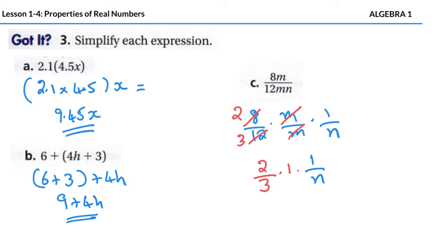So now I can use 2 over 3 times 1 over n times 1, which is going to be 2 over 3n. Since if I multiply this with 1, I'm getting the same thing. Which property? Identity property of multiplication. Good.